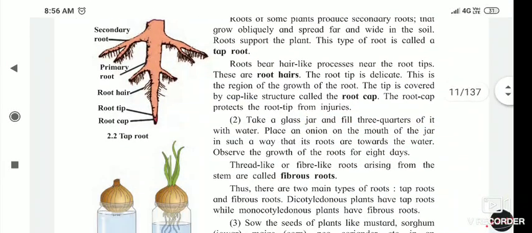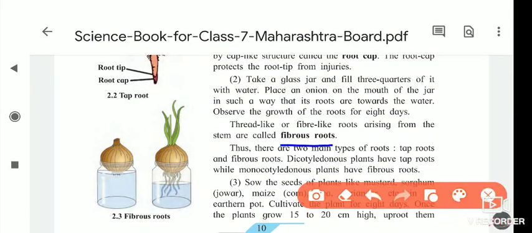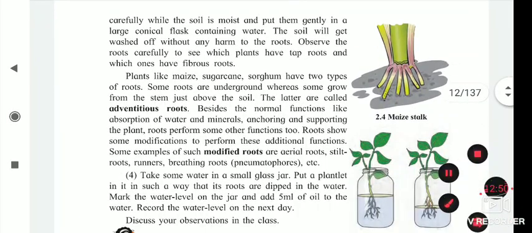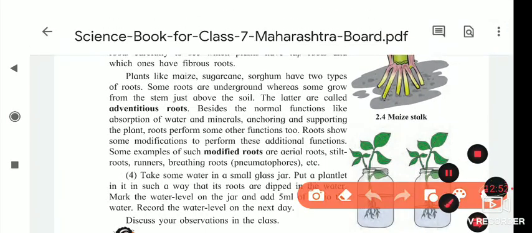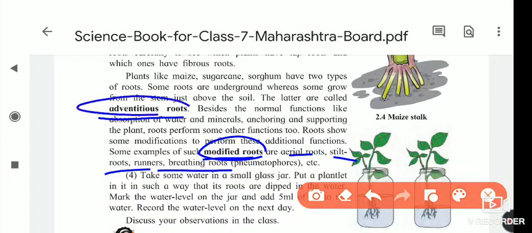Next it is the fibrous root. These are the main types of roots, and with this, some different types of roots are there. These are adventitious roots and modified roots. Modified roots include aerial roots, stilt roots, runner, and breathing roots. But the main ones are the modified, adventitious, tap root, and fibrous root, that you can write for this question.